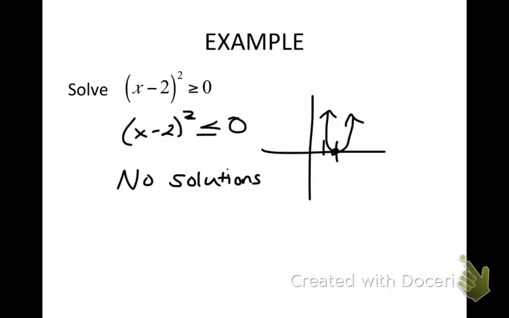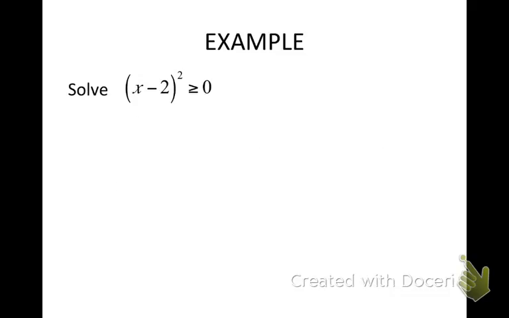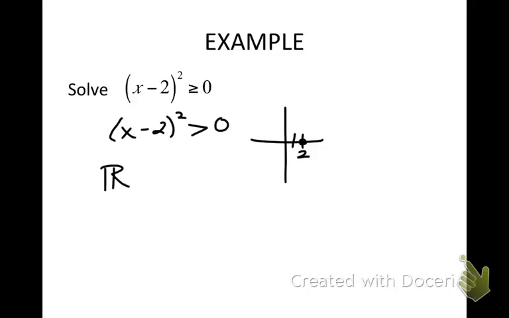If it was just greater than, so let's go back and do just x minus 2 squared is greater than 0. Can I now include my x-intercept of 2? At 2, is it greater than 0? No, because 2 minus 2 is 0. 0 squared is 0. Is 0 greater than 0? No, that's a false statement. So this would be all real numbers excluding which number? Good.